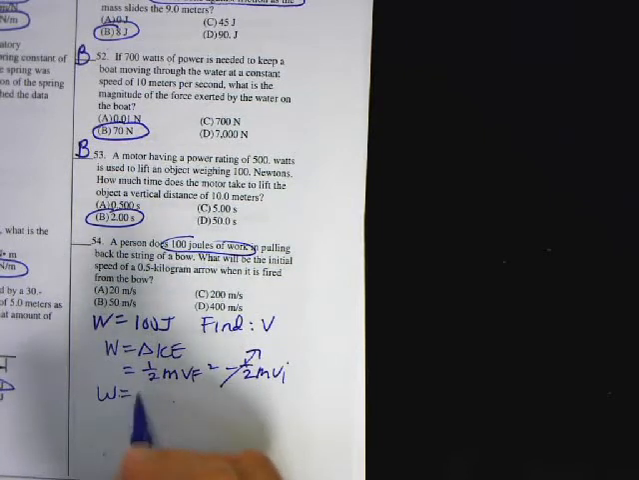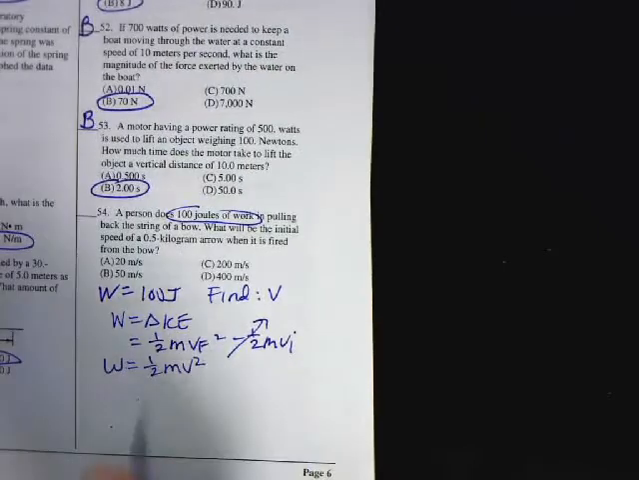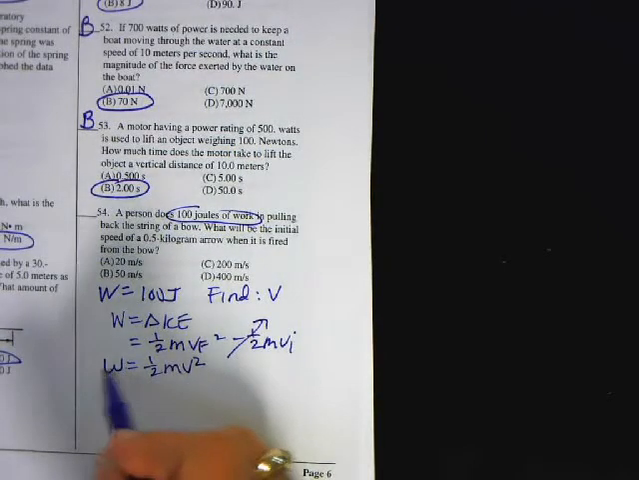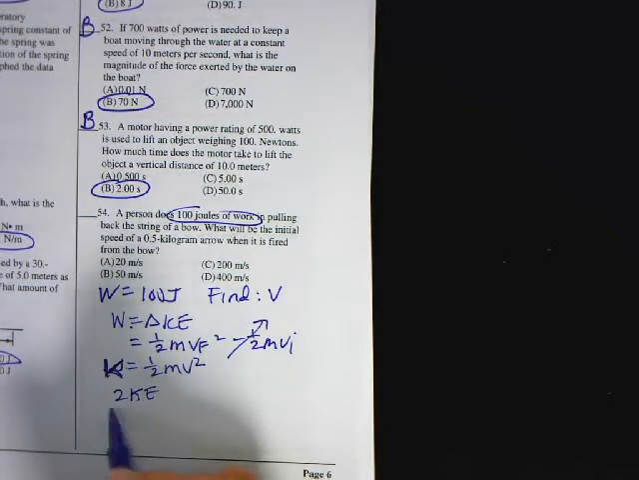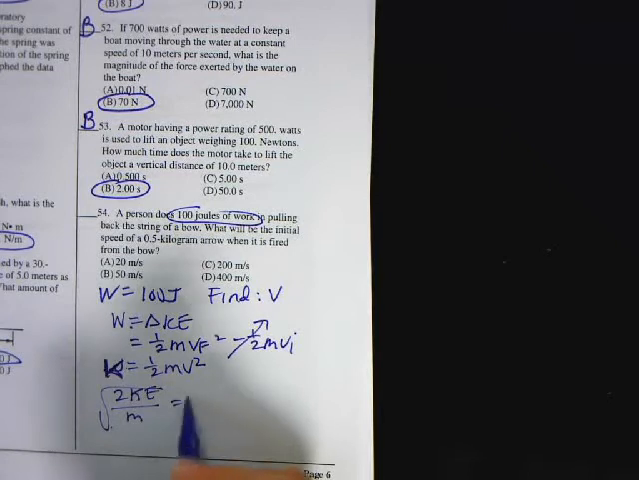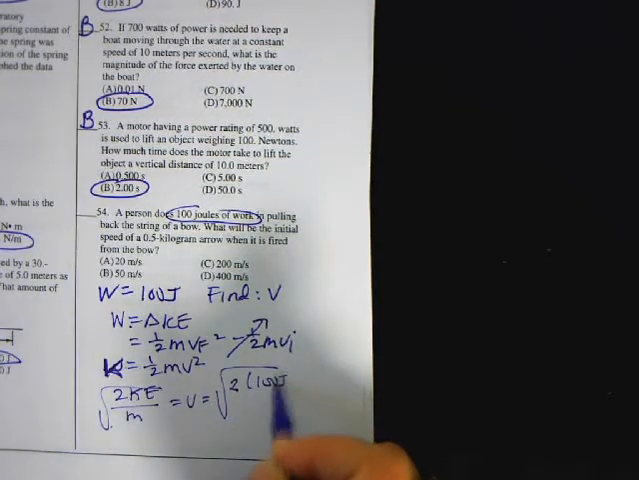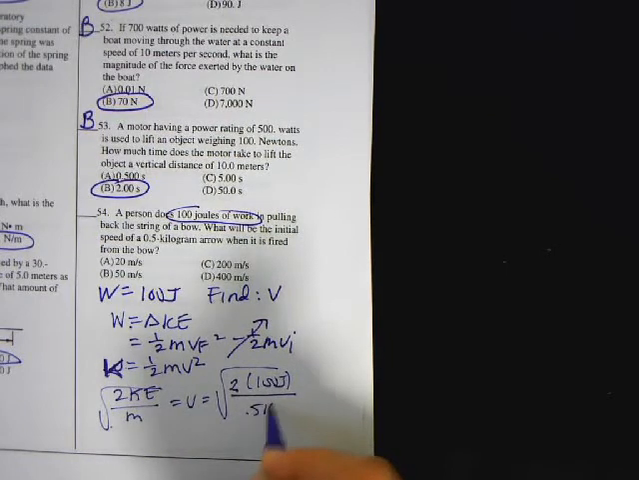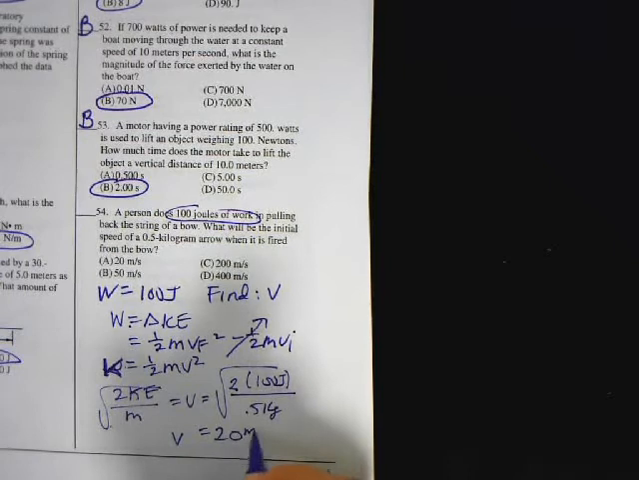so I just have to find that work is equal to the change in kinetic energy, which is 1/2 mv squared. So now I want to solve for V. So I'm going to rearrange the equation, and instead of calling this W, because work is equal to the change in kinetic energy, I can call this K if I want. So I'm going to multiply both sides by 2. I'm going to divide by M, and then I'm going to take the square root of both sides. So it's 2 times 1,000 joules divided by 0.5 kilograms. So the velocity, the speed comes out to be 20 meters per second.